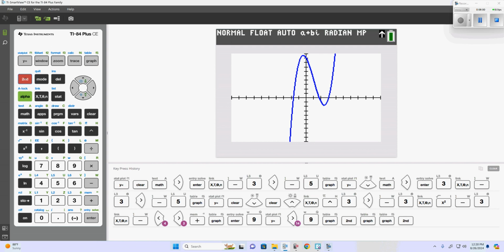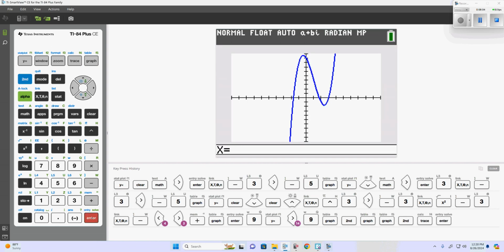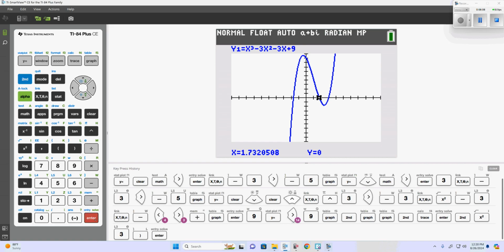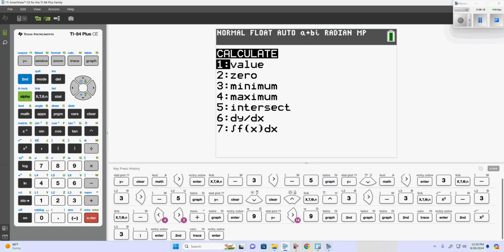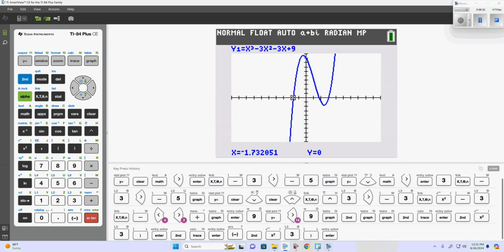Now, if we wanted to check these in the graphing calculator, we can go second trace, second calculate, and the first one is value. And we type in the square root of 3, and it tells us it is indeed 0. That's what we were looking for. We go second trace, value, negative square root of 3 is also 0.